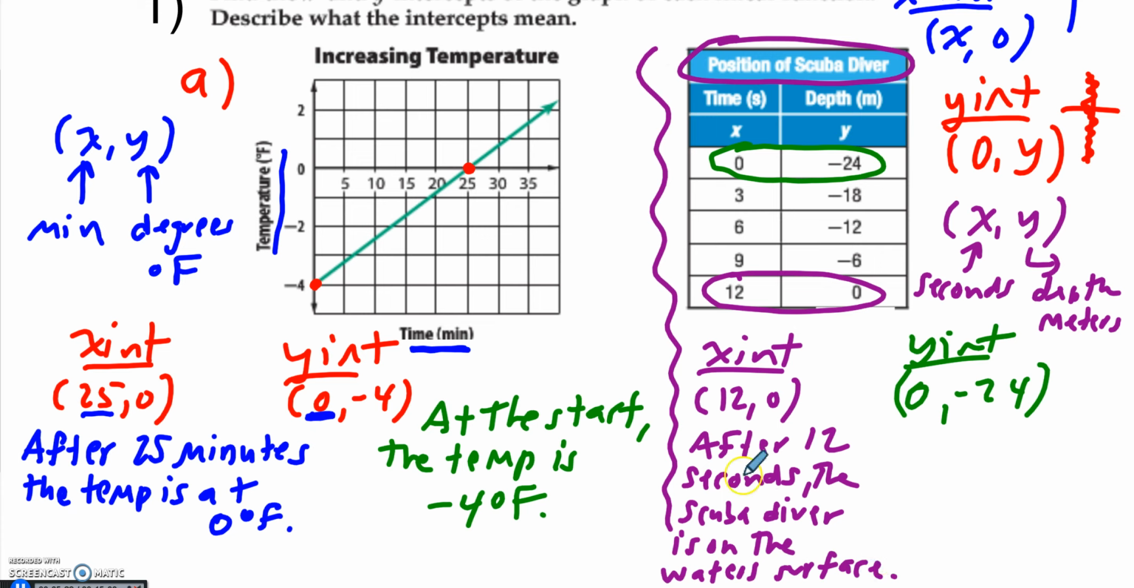You could say after 12 seconds, the scuba diver is at a depth of 0 meters. That absolutely works. But again, I'm just being more specific that he's probably on the water's surface. The y-intercept, this time the 0 is in the x position. So again, like this example, we could say after 0 seconds, but instead of saying after 0 seconds, we could say at the start.